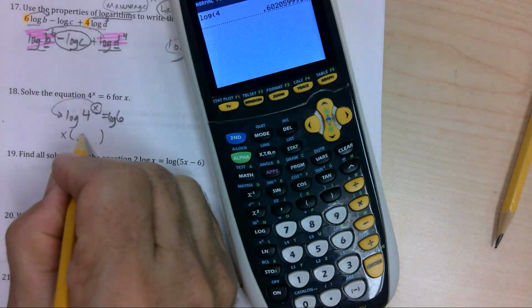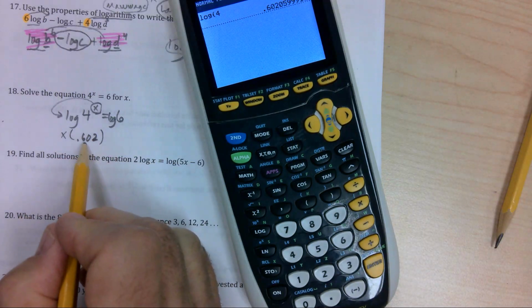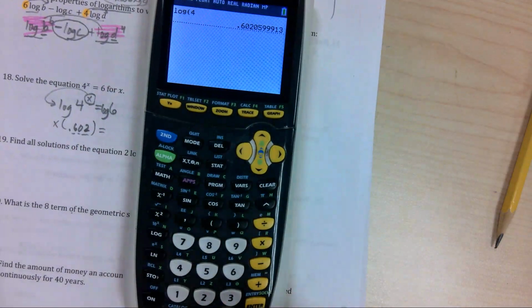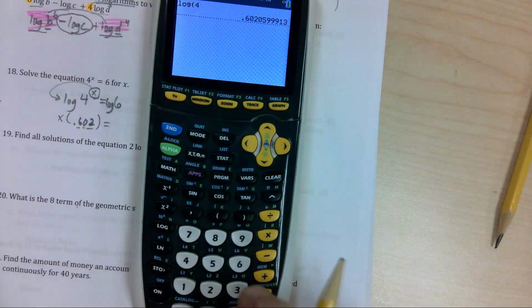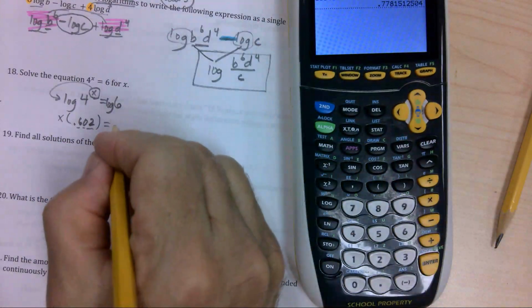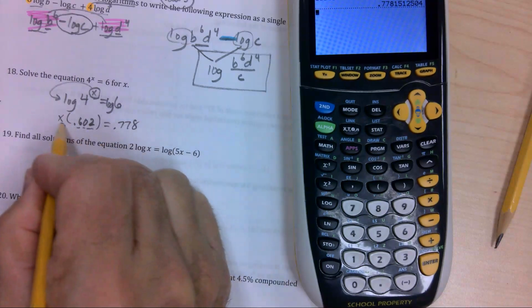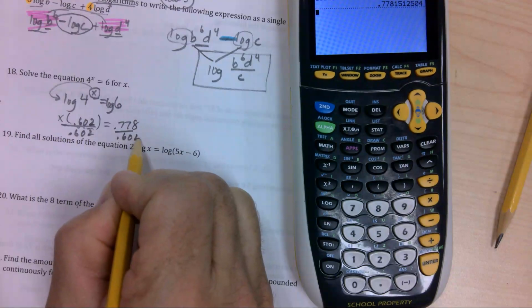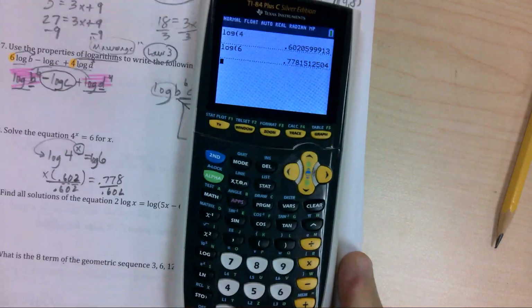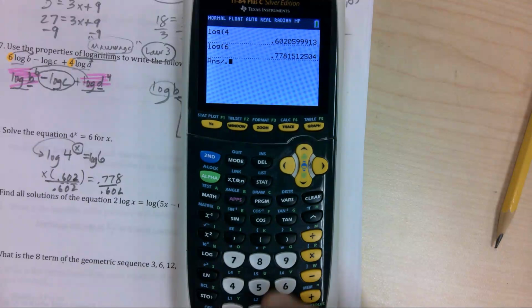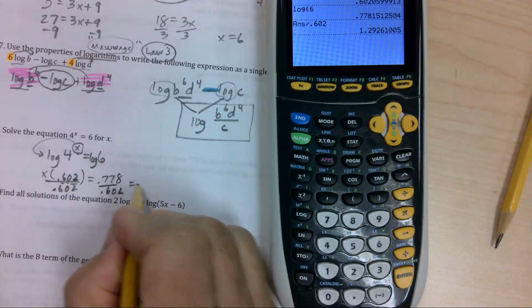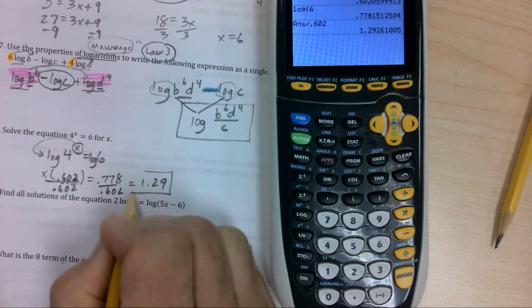4.602. I think rounding tenths, hundredths, thousandths is plenty. And then log of 6.778. And you can see what I'm going to do. Divide by 0.602. So I'm going to take my calculator and go divided by 0.602. 1.29-ish.